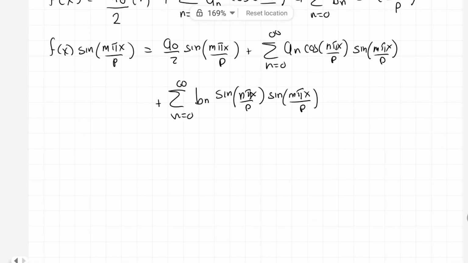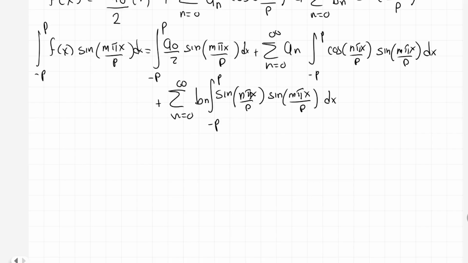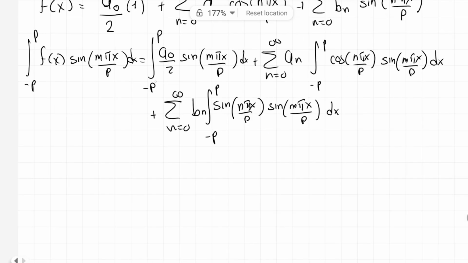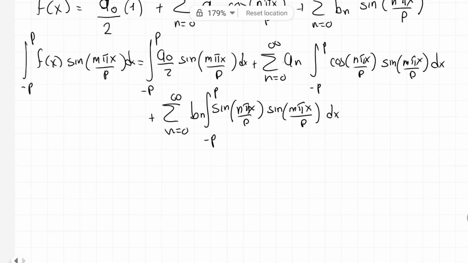And again, we are going to take the integral from negative p to p dx. Okay, here the integral from negative p to p. Well, let me write it again. Okay, this is what we get. Now we are taking the integral from negative p to p for every term of the Fourier series equation, and I already took the sums out again.